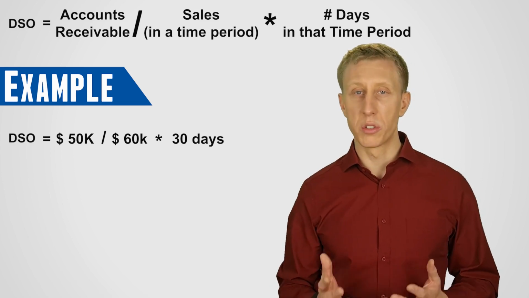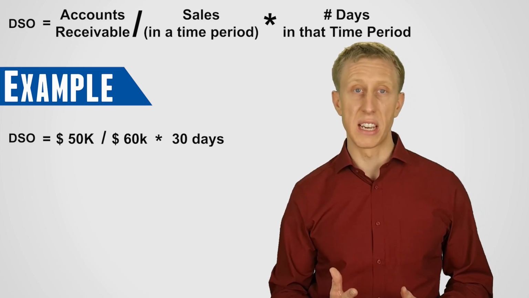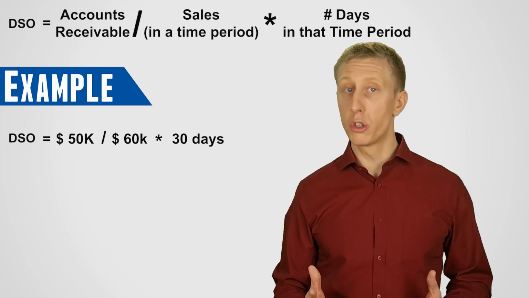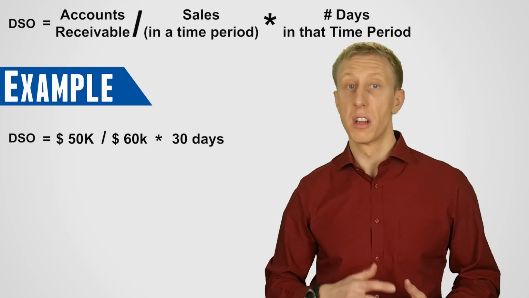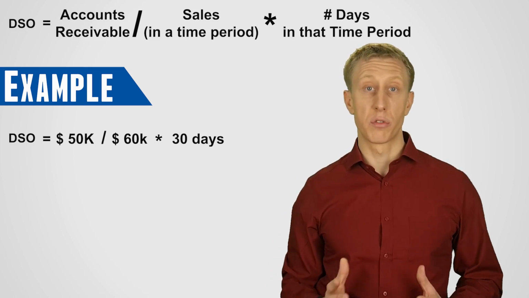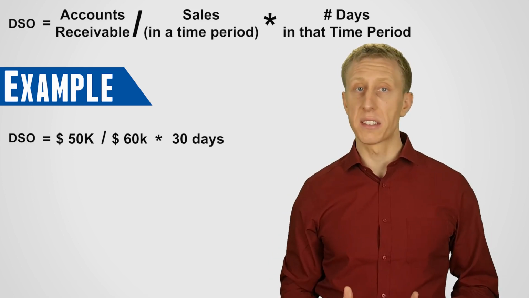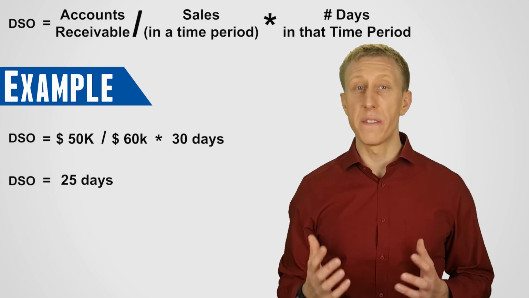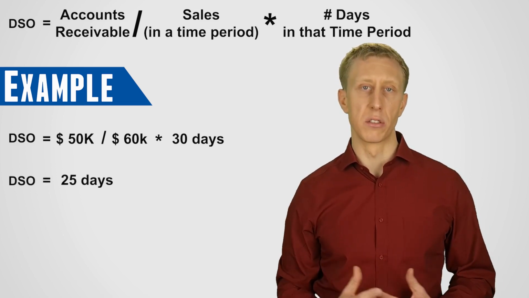We've chosen to use the time period of a month, 30 days, in this example, but you could choose the past week or the past 90 days. So the $50,000 of accounts receivable we have outstanding is the same as 25 average days sales revenue.